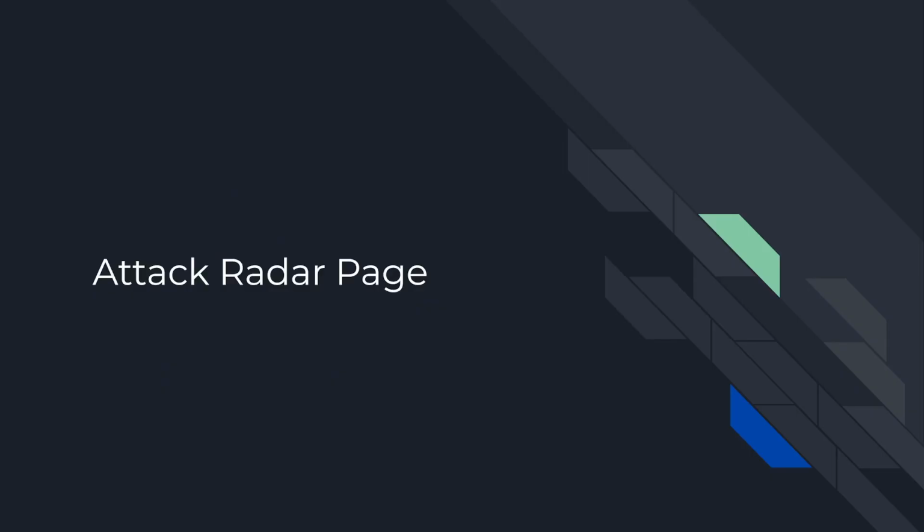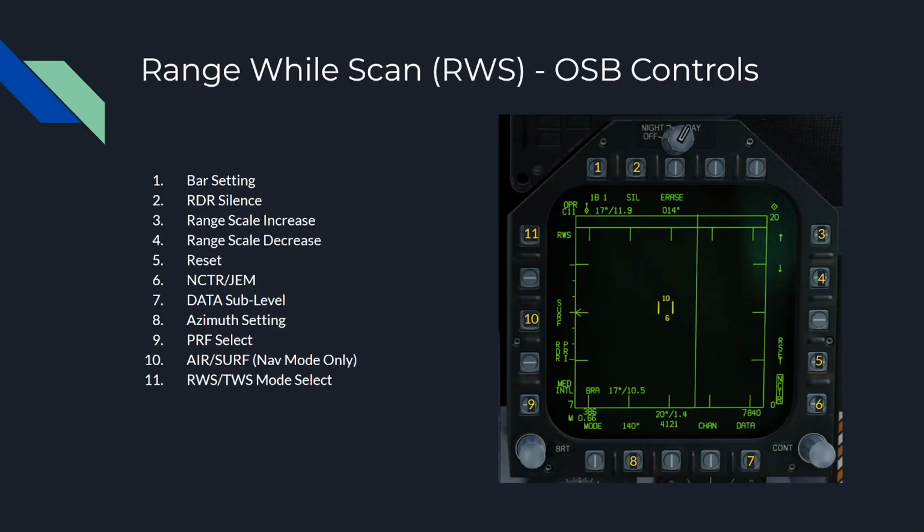So the attack radar page, this is what you're typically going to have up on your right hand DDI, or MFD, whatever you want to call it. And range while scan is the most basic form of the Hornet's radar. And what I've got displayed here is actually the attack radar while it's set up outside of air-to-air mode.